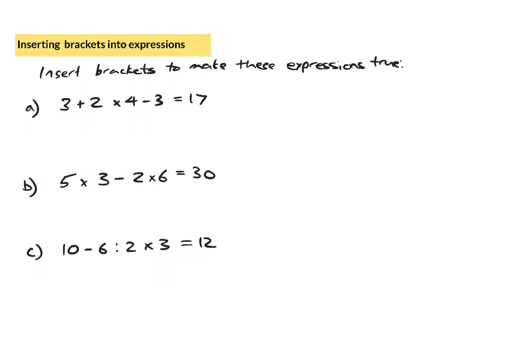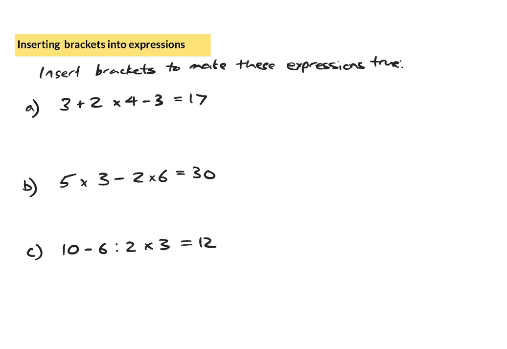Now we move on to inserting brackets into expressions to make them true. So what we mean by this, we have an expression on the left-hand side here. Here we have 3 plus 2 times 4 minus 3. Now in its current state, it does not equal 17. And we want to put brackets in to make it equal 17. Currently what we have here is we have 3 plus, and then that'll be 8, which is 11. Take away 3 is equal to 8 again. So clearly there's an error here, or in this case, a missing pair of brackets.